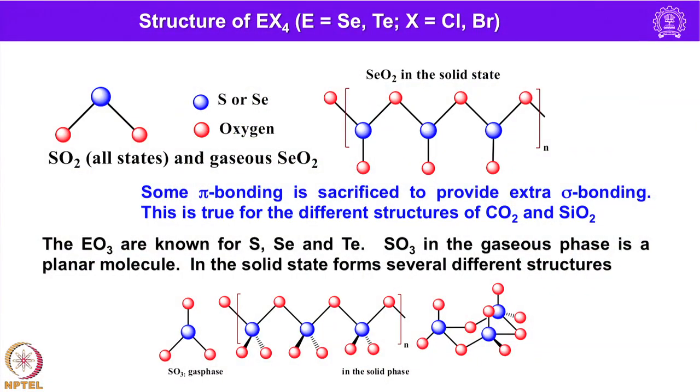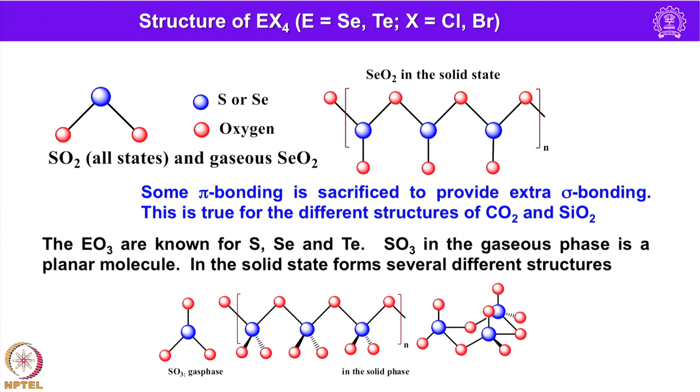The structure of tetrahalides is given here. You can see here, this is for SO2 and this is for SeO2. As I said, it has a chain structure in the solid state. This is how oxygen bridging occurs, and it has a chain structure. Some pi bonding is sacrificed to provide extra sigma bonding. This is true for different structures of CO2 and SiO2 as well.